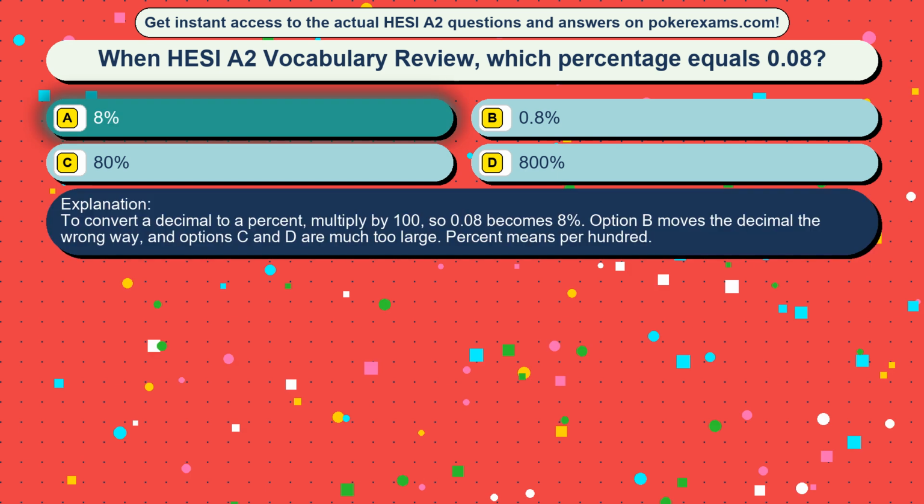To convert a decimal to a percent, multiply by 100, so 0.08 becomes 8%. Option B moves the decimal the wrong way, and options C and D are much too large. Percent means per hundred.